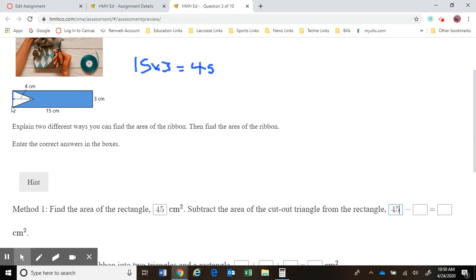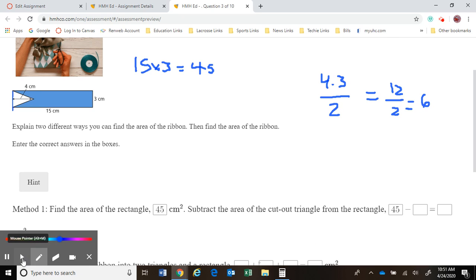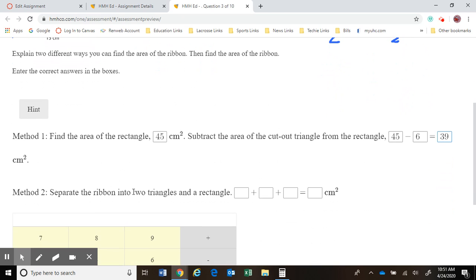And then what is the area of this triangle? Well, the height of my triangle is 4 and the base of my triangle is 3. So I need to go 4 times 3, but then of course I have to divide that by 2 because the area of a triangle is 1/2 base times height. So 12 divided by 2, of course, is 6. So 45 minus 6 is 39. Okay, so 39 centimeters squared.